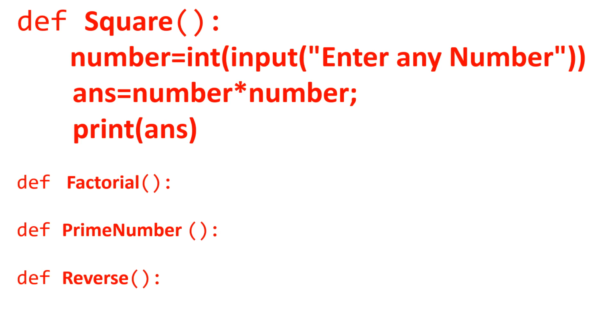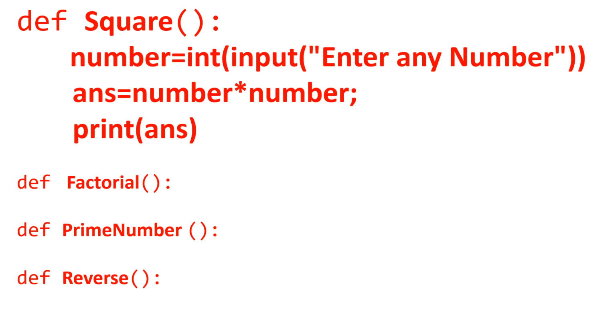because we have written def factorial, but we have not written its statements. So if we write only the definition of a function like this, def factorial, then the compiler gives an error. We should write statements under it. If we don't write statements under it, then the compiler will show errors. In the case of the first function, square, no error will come. But in the case of factorial, prime number, and reverse, an error will come because we have not written statements under them.